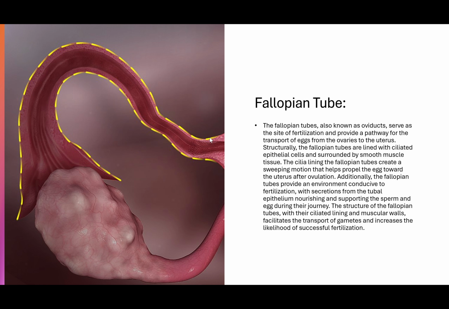Right. Additionally, the fallopian tubes provide an environment conducive to fertilization, with secretions from the tubal epithelium nourishing and supporting the sperm and the egg during their journey. So the structure of the fallopian tubes, with their ciliated linings and muscular walls, facilitates the transport of gametes and increases the likelihood of successful fertilization.